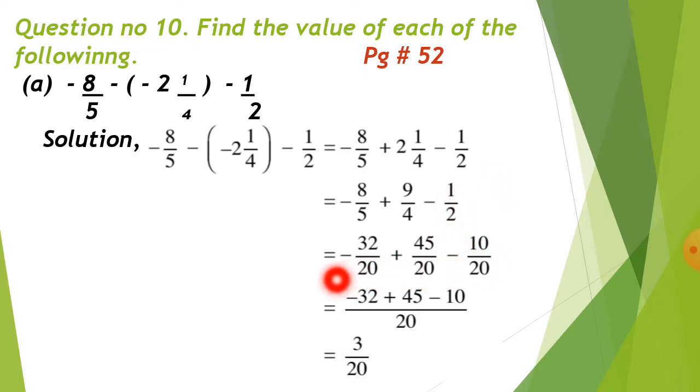And you can see in the denominators we have the same number. 20 is going to be written only one time, and in the numerator we are going to write minus 32 plus 45 minus 10. Minus 32 plus 45 is going to be 13, and we are going to subtract 10 as well. It will be 3 over 20, answer.